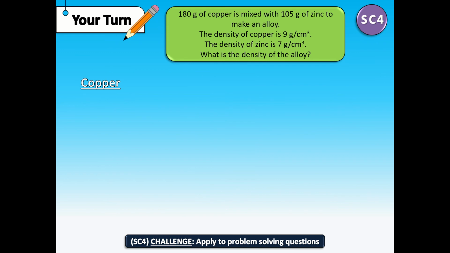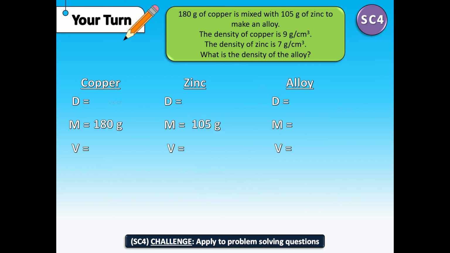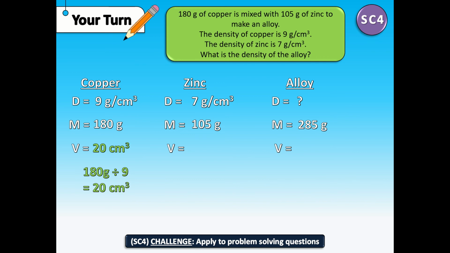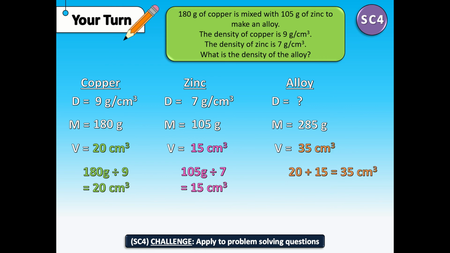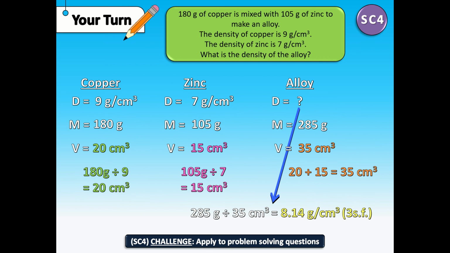So for the green question, let's write down what we know. So we want to work out the density of the alloy. We know it's got a mass of 285 grams because we can add together the mass of the copper and the mass of the zinc. Then we work out the volume of copper, which is 20, and the volume of zinc, which is 15. So the volume of the alloy will be those two added together, which is 35. So then we can work out the density of the alloy by doing mass divided by volume, which is 8.14 grams per centimeter cubed.